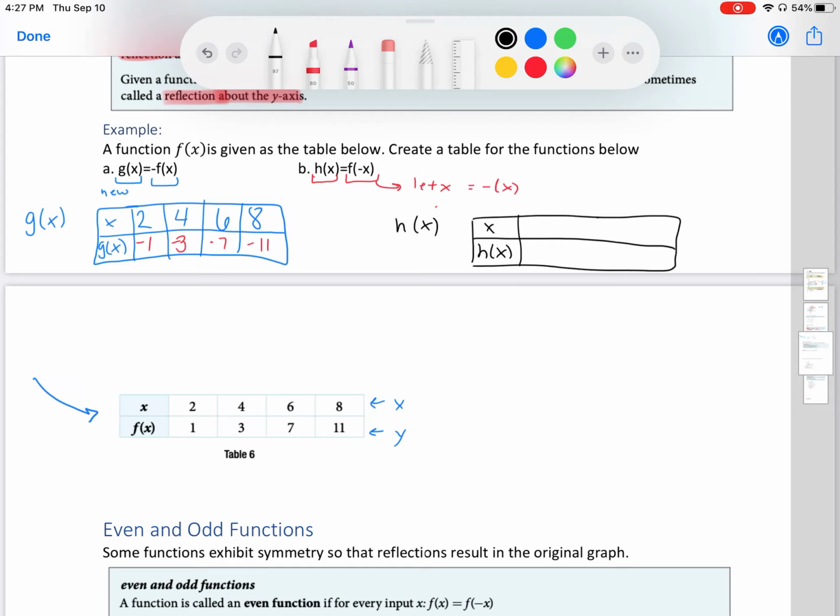And let's take those four numbers that we have in our chart for f of x. Let's take our x's and multiply them by a negative, so that I have negative 2, negative 4, negative 6, and negative 8. And my output will be the same, so that I have 1, 3, 7, 11.